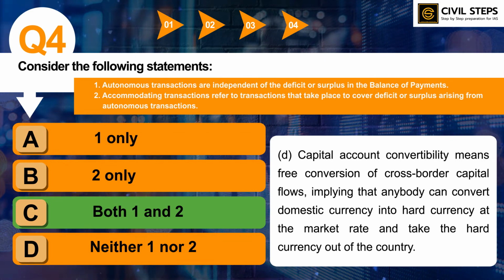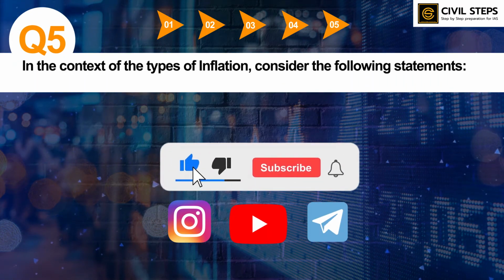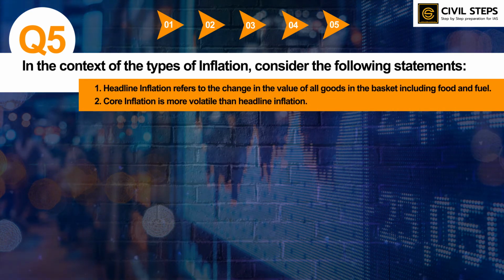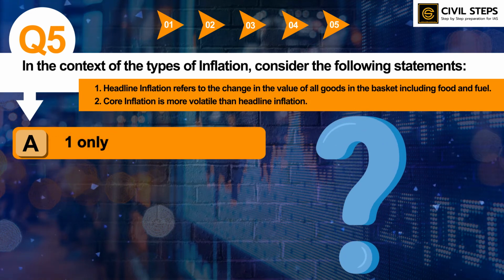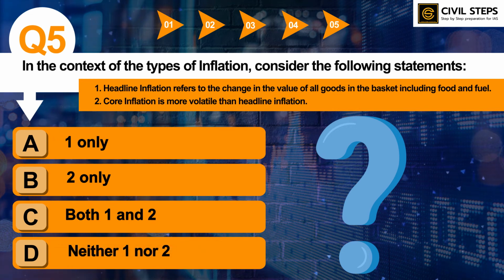So let us discuss the final question of this video, that is question number 5. In the context of the types of inflation, consider the following statements. First, headline inflation refers to change in the value of all goods in the basket, including food and fuel. Second, core inflation is more volatile than headline inflation. So, which of the statements given above is or are correct? Option A, one only, B, two only, C, both one and two, D, neither one nor two. So, you can write down your answer in the comment section.